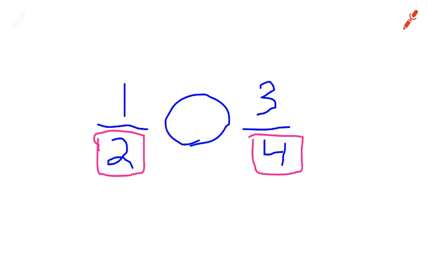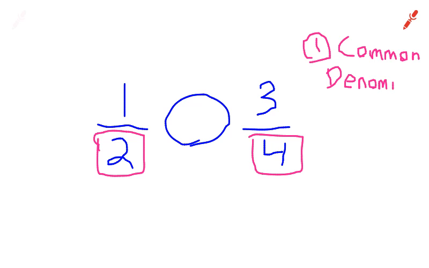So there's a couple steps in this process. You might want to write these down. Step 1, we find a common denominator. So to find a common denominator, we take both of our denominators. We have a 2 and a 4. We take them and we have to find the common multiples of them. So I write 2 and 4. And then I find the multiples.